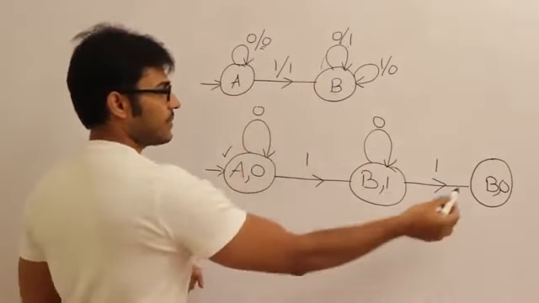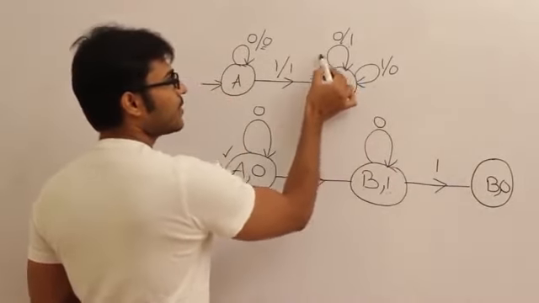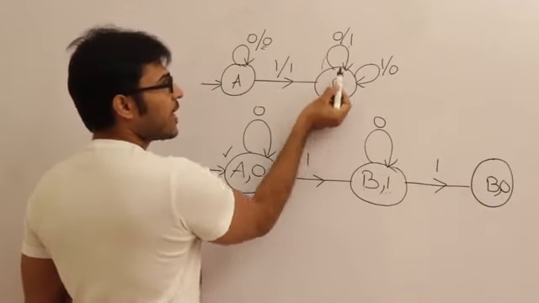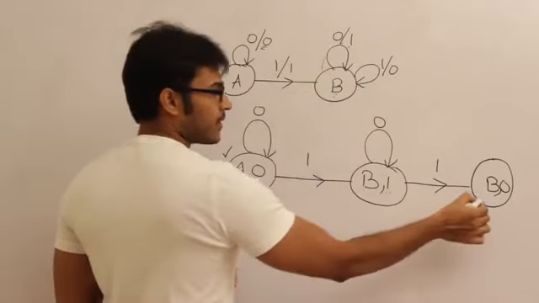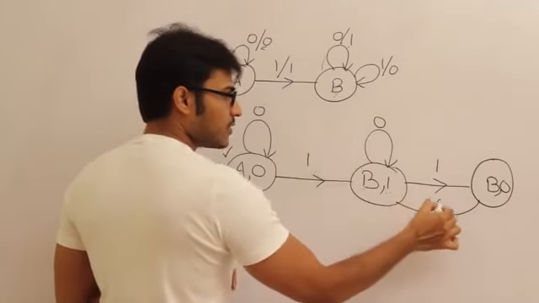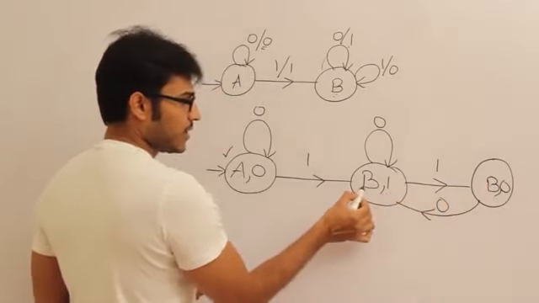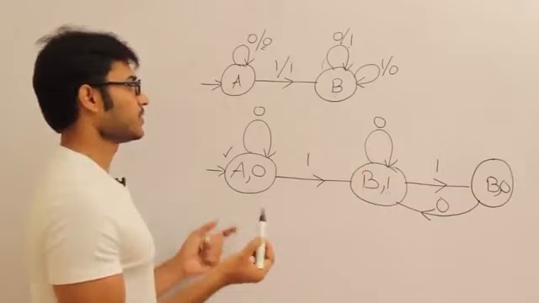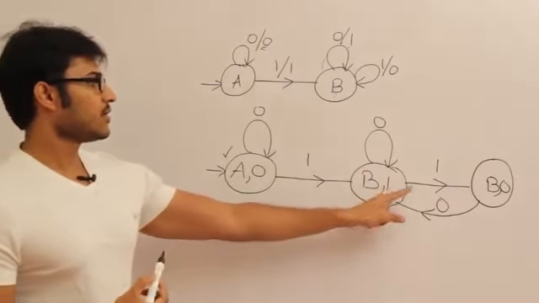What happens for capital B on 0? Capital B on 0 is going to capital B and the output has to be 1, which means capital B on 0 is going to capital B and the output is going to be 1. So that is how we got it as 1 here.